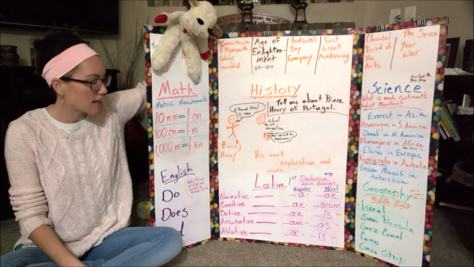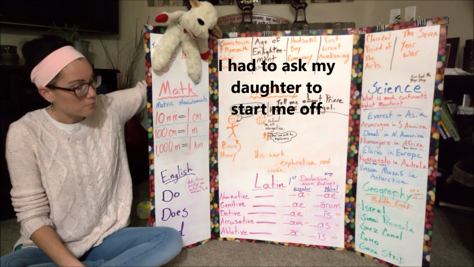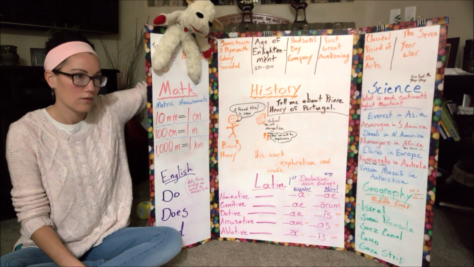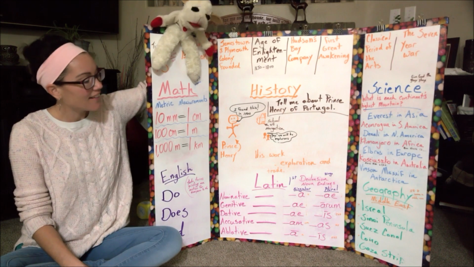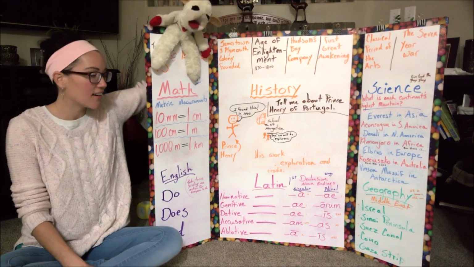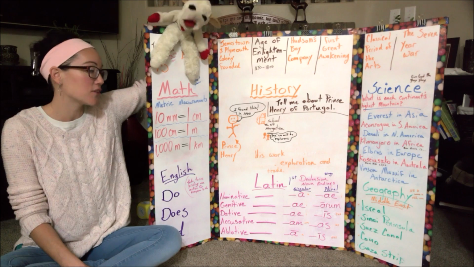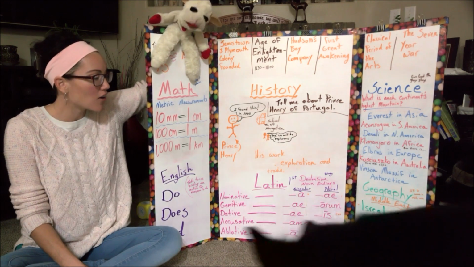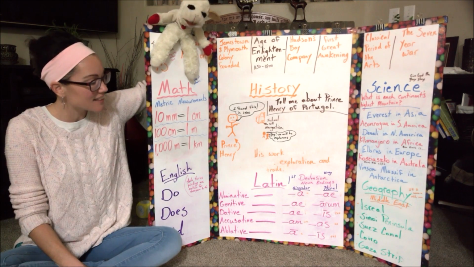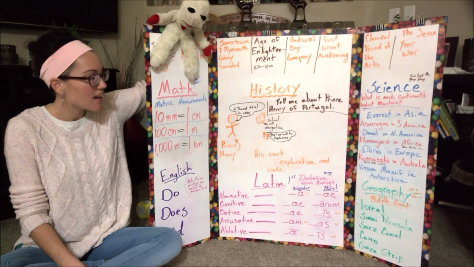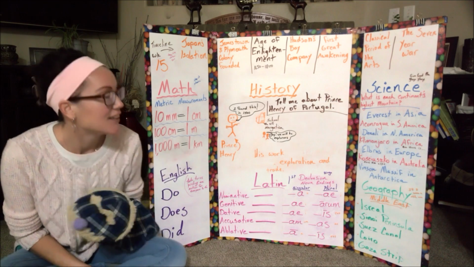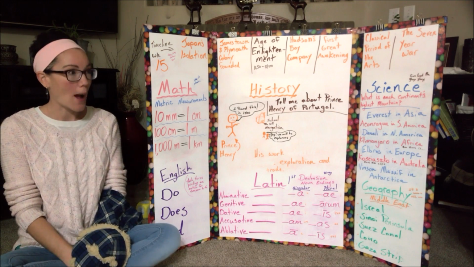Latin, first declension, noun endings, to the tune of bingo. Singular first declensions. Is, as, is. Is, as, is. Plural first declension.